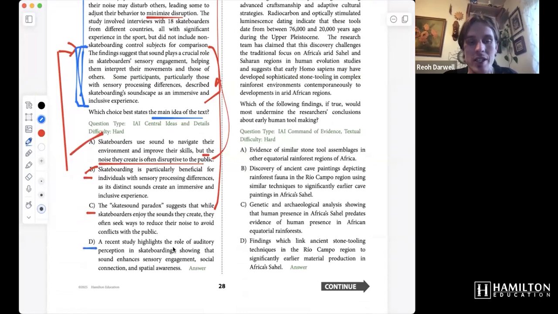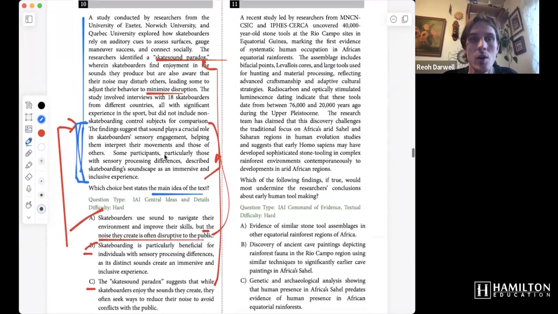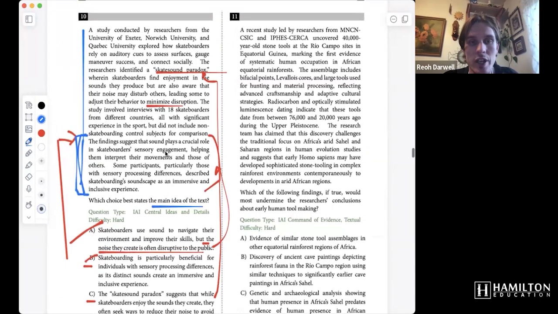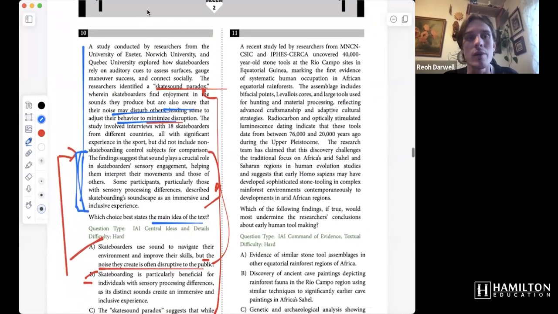Why is D correct? Well, it says that auditory perception in skateboarding enhances sensory engagement, social connection, and spatial awareness. We see spatial awareness and sensory engagement. Social connection is the only one that we have to do any sort of real inference with, right? By coming together socially, which we see up here, and also by being aware of how they want to minimize disruption to others. That's where we see the social element. And that's how we arrive at D, yet again, for another reading question, question 10.